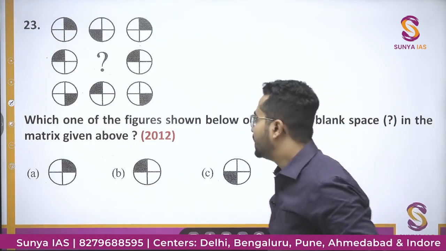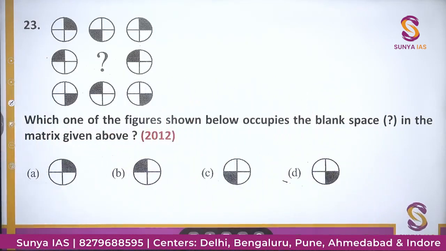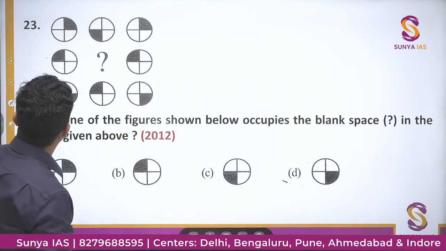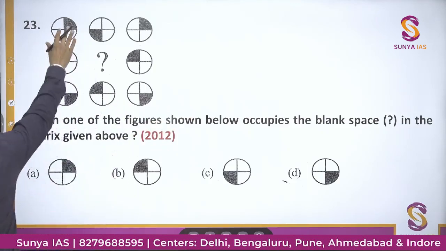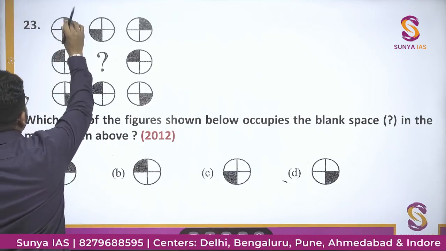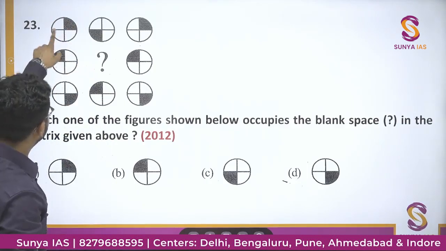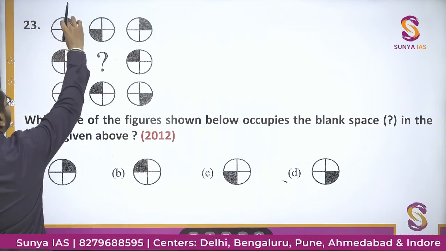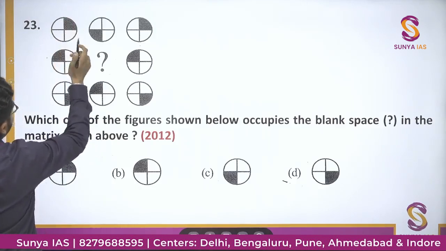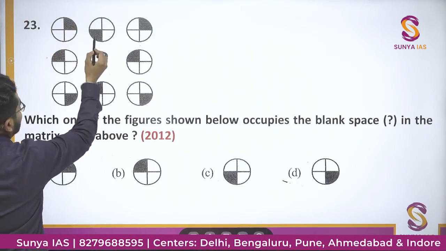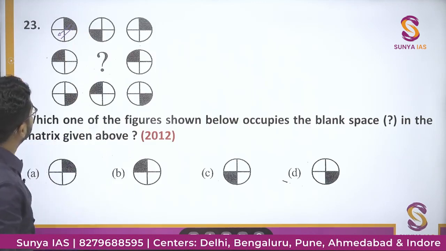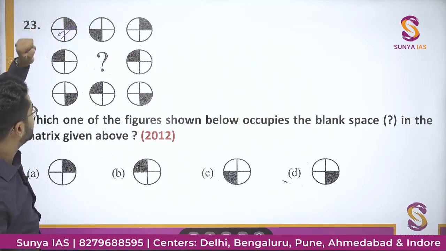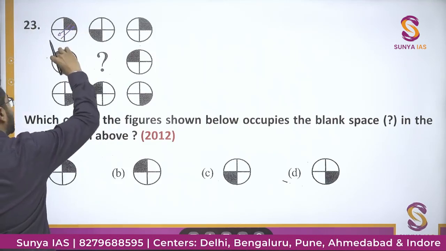ठीक है, now if I will see this question, this question was asked in the year 2012. So what is this question? Which one of the figures shown below occupies the blank space? So if I see this here, this is a circle which is divided into four parts. So this first part is shaded, then the opposite part is shaded, then again this part is shaded, that is like this and then this. Iska opposite, then iska opposite. So that means iske opposite wale mein ye aayega.